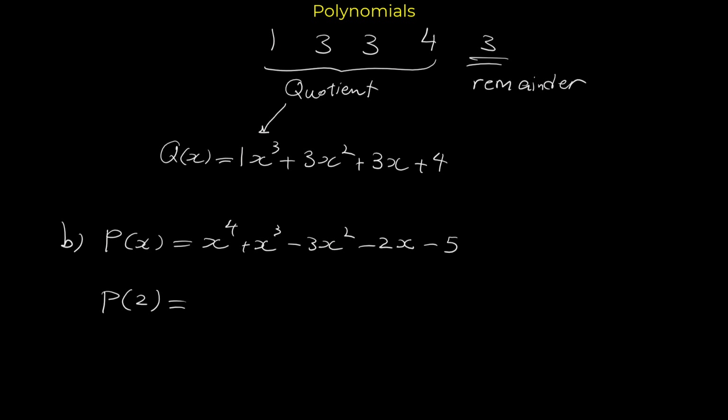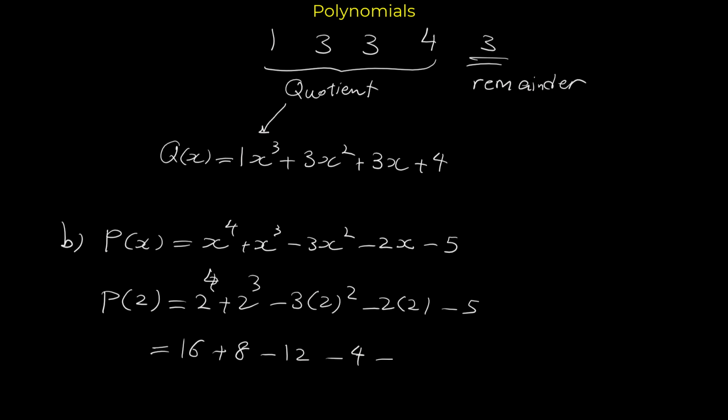So let's plug in 2 to see the remainder. 2 to the 4 plus 2 to the 3 minus 3 times 2 to the 2 minus 2 times 2 minus 5. 2 to the 4 is 16, 2 to the 3 is 8, minus 12, minus 4, minus 5. 16 plus 8 is 24, minus 12 is 12, 12 minus 4 minus 5 would be 3. As we can see, the remainder is exactly the same. But finding only the remainder with the remainder theorem is of course the fastest way.